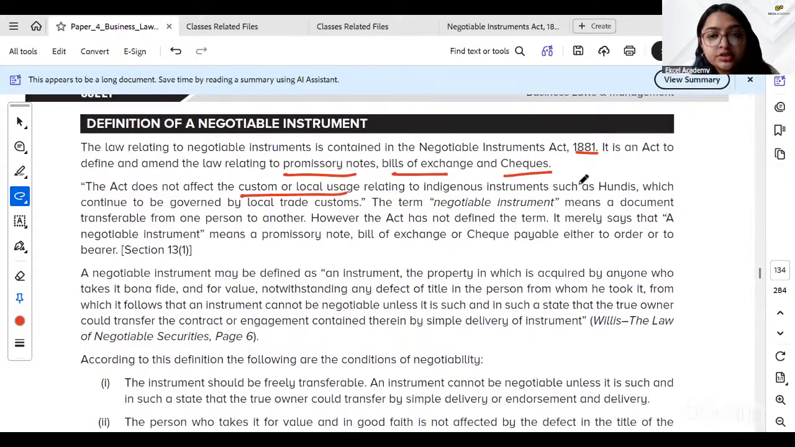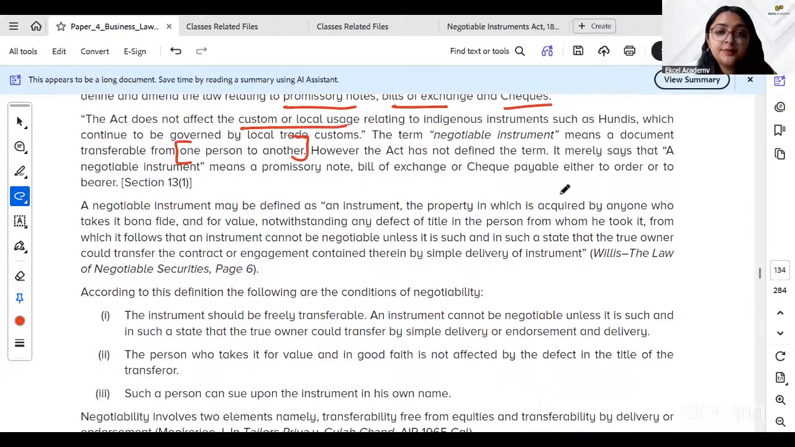Okay, a negotiable instrument is a document which is transferable from one person to another, and it carries some value in money. That is, an instrument, the property in which is acquired by anyone who takes it bona fide and for value, notwithstanding any defect of title in the person from whom he took it. So if there's any defect in the title of the previous person, the transferee, the person to whom it is transferred, will not bear the loss for it.